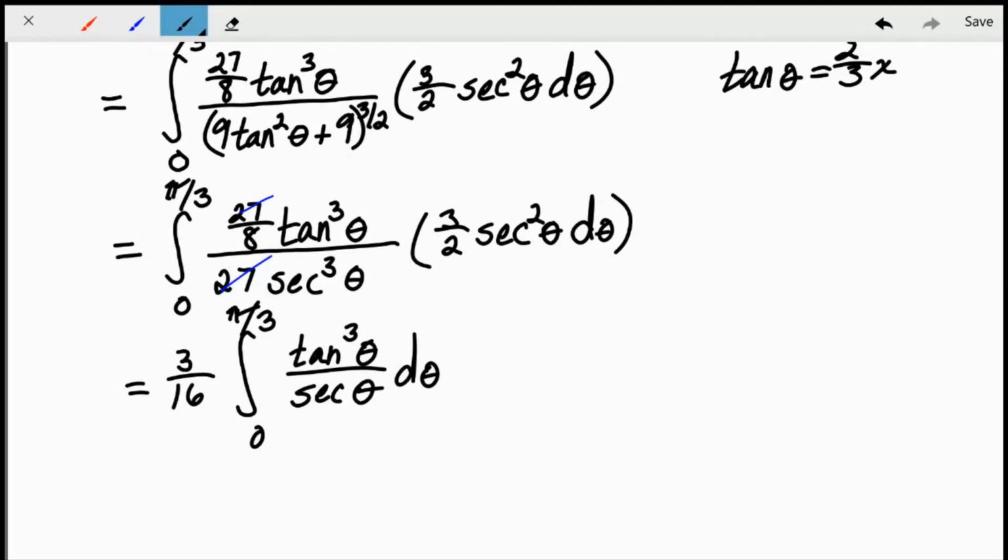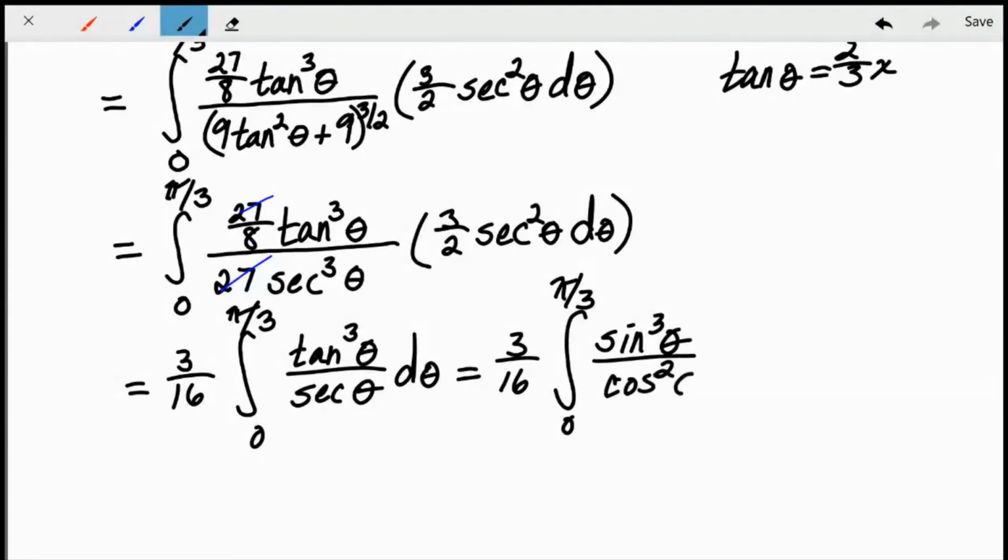Okay, so again, this is where we get to the hard part, because now we have to figure out what we are going to do with what we're left with here. Tangent cubed theta divided by secant theta. Remember, secant is the same as 1 over cosine, so if I simplify that out, that's the same as 3/16 times the integral from 0 to pi over 3 of sine cubed theta over cosine squared theta d theta.